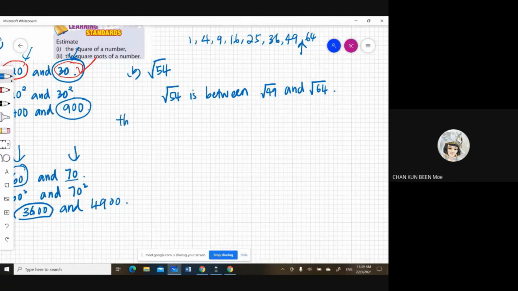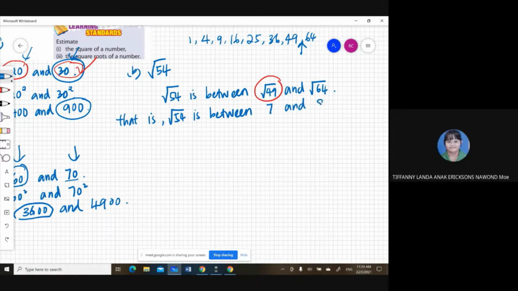Okay, after that, you are going to determine the value of 49 and 64. So I write down first that square root of 54 is between, okay, now you are going to determine what is the square root of 49. Square root of 49 is? 7. Very good, 7. And what is the square root of 64? 8. Yes, correct. So 7 and 8, the values are already there.